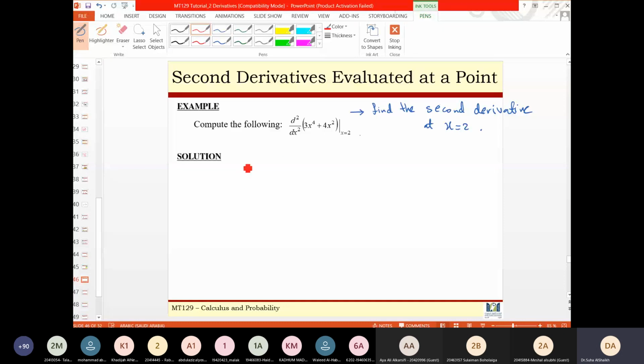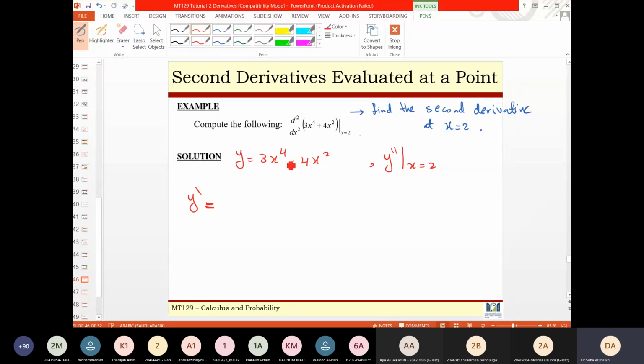So first, I like to use the dash. I told you, I can say my function is y equals 3x^4 + 4x^2. I'm required to find y double dash at x equals 2. So what's y dash? The derivative of the function comes first. Either I like the dash, or the dash is clearer. So what's the first? Of course.